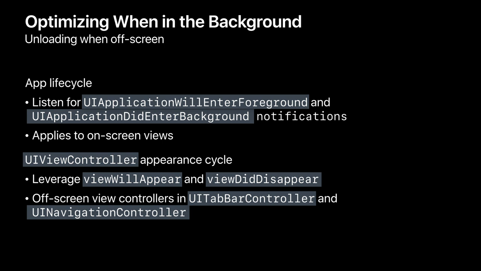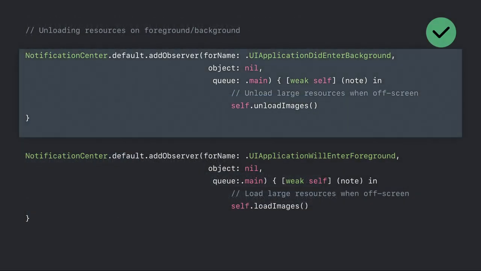UI view controller methods are great for like tab controllers or navigation controllers, because you're going to have multiple view controllers, but only one of them is on screen at once. So if you leverage like the view will appear and view did disappear code or callbacks, you can keep your memory footprint smaller.